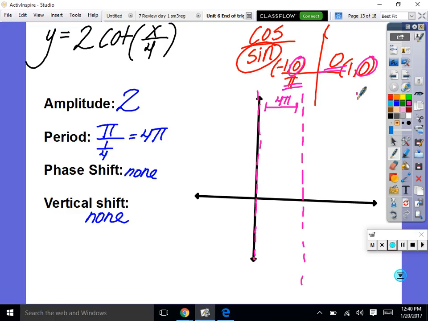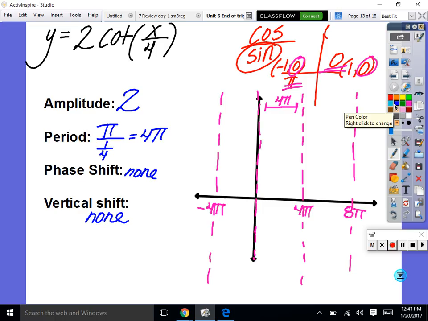So then where will this put me? 8 pi, 4 pi. So let's do one over here in the negative. Where's that going to be? Negative 4 pi, right? Okay. If we go halfway between, that'll be 2 pi. Halfway between that is 6 pi. Halfway between that is negative 2 pi. That's what I'd want to see listed.